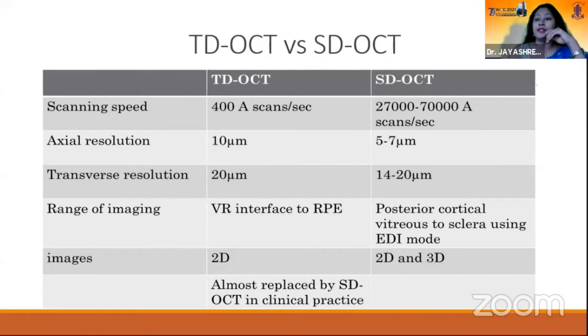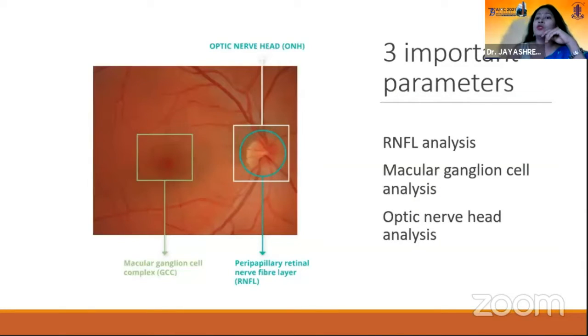So this is the difference basically between the time domain and the spectral domain, as I have discussed regarding the scanning speed and the resolution, and time domain has been replaced by spectral domain in clinical practice today. So three important parameters. As we know, the optic nerve head analysis definitely is very important in glaucoma. Apart from that, we have the RNFL analysis. And another important area is the macular area, where we have 50% of the ganglion cells. So the macular ganglion cell complex is also another important thing.